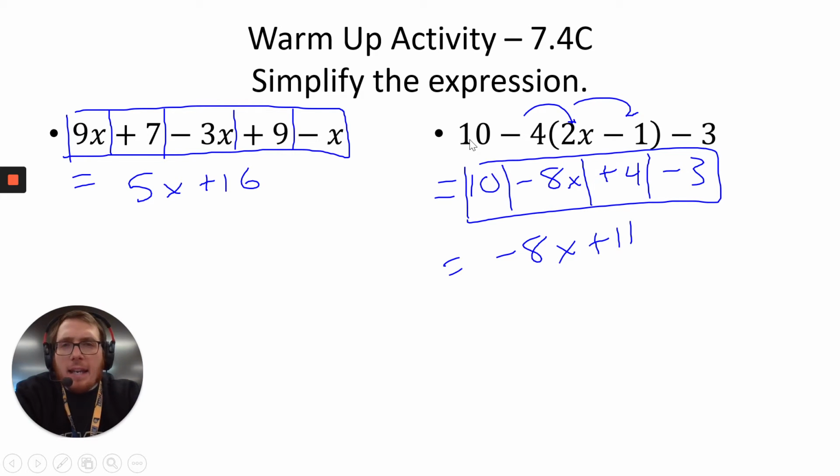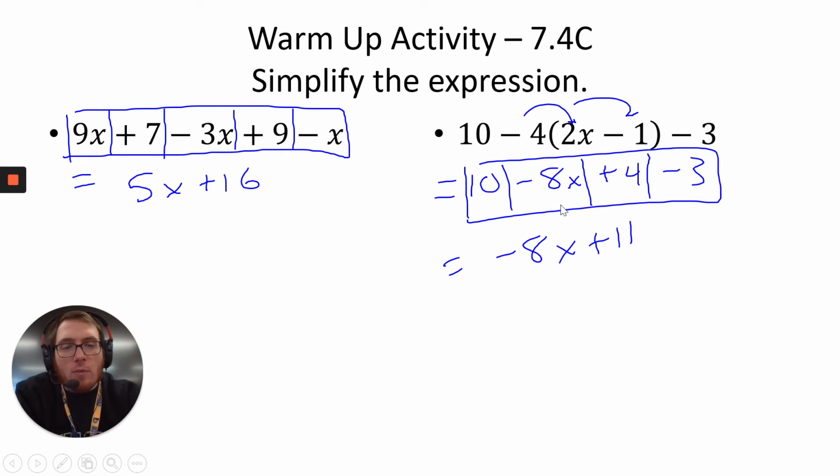On the second one, you cannot take 10 minus 4 first. You have to do the order of operations, so you better multiply first before you add or subtract. So negative 4 times 2x is negative 8x, and then negative 4 times negative 1 would be a plus 4. And then from there, I just combine like terms.